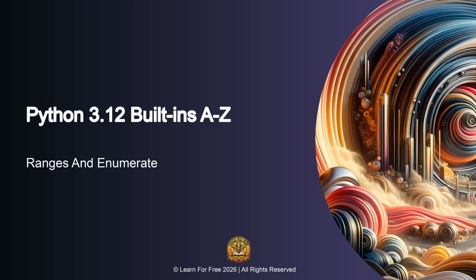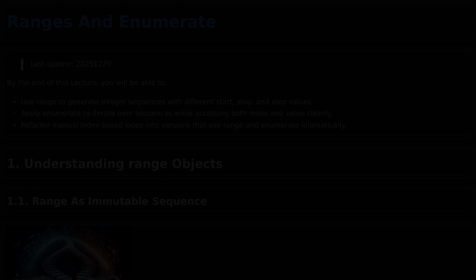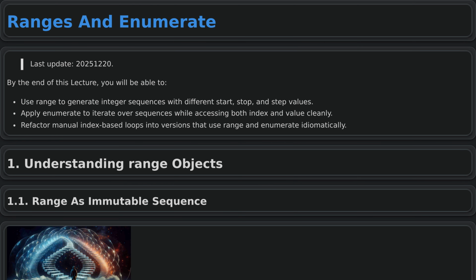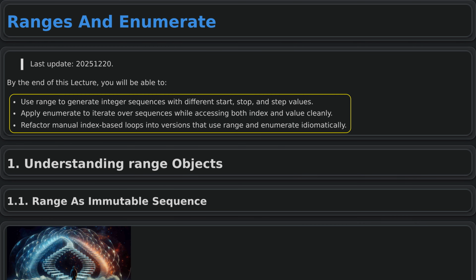Module 4, Introduction, Lecture A, Ranges and Enumerate. By the end of this lecture, you will be able to use range to generate integer sequences with different start, stop, and step values. Apply enumerate to iterate over sequences while accessing both index and value cleanly. And refactor manual index-based loops into versions that use range and enumerate idiomatically.